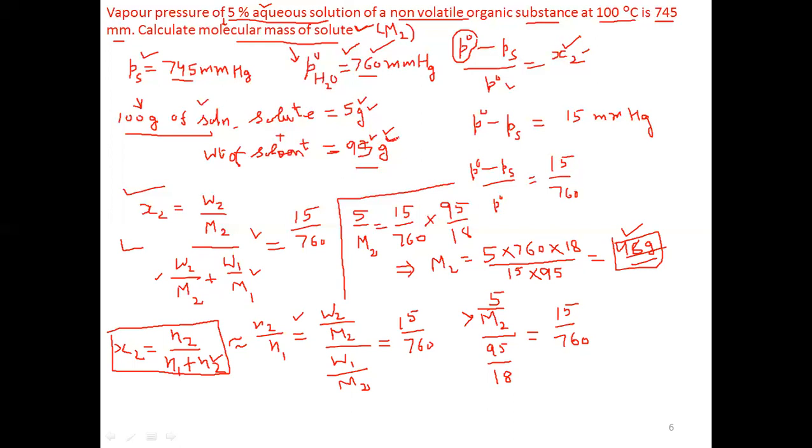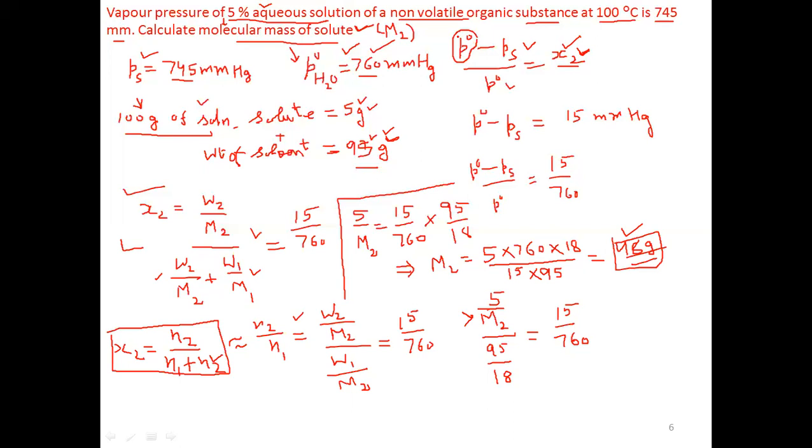Now from Raoult's law, we have P naught minus Ps by P naught is equal to the mole fraction of solute, by which we can calculate the molecular weight of solute, because x2 will involve m2 that we have to calculate, but we need P naught.